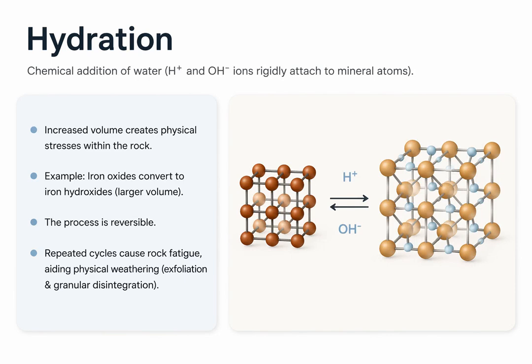Next is hydration, which is the chemical addition of water directly into the molecular structure of a mineral. When the hydrogen and hydroxide ions attach, the mineral physically expands. For example, iron oxides convert into iron hydroxides, which take up more space. Because this process is reversible, wet and dry cycles cause the mineral to repeatedly swell and shrink. This internal stress causes rock fatigue and heavily assists physical weathering processes like exfoliation.